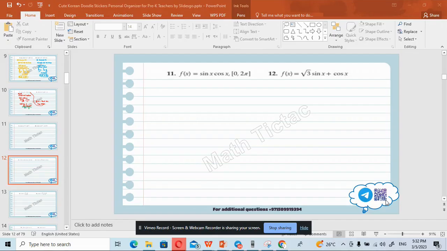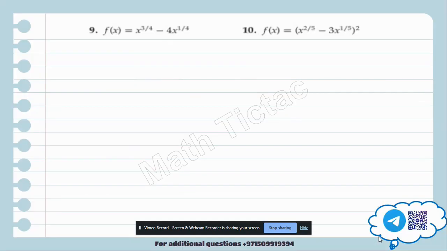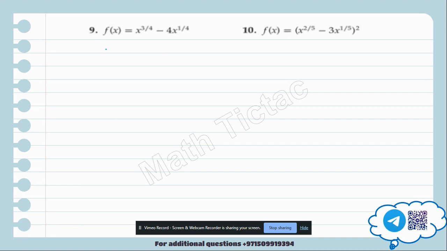To the next question, which is going to be question 9, for example, or question 10. Okay, so let's start with question 9. So let's choose the pen. Okay, good. Okay, so question 9.